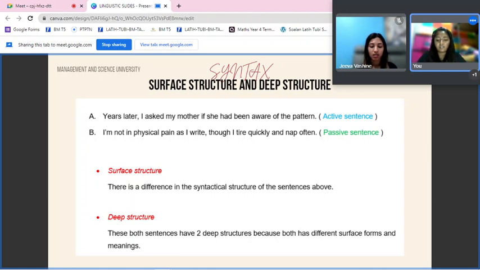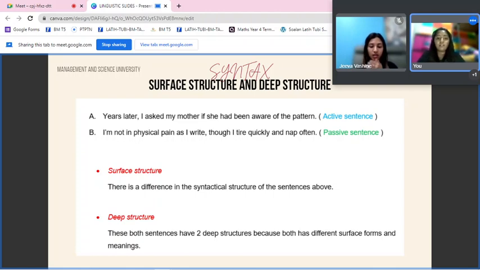So, for the first one, surface structure and deep structure under syntax. Surface structure is used to differentiate what type of sentence it is, whether it's an active sentence or a passive sentence. The deep structure explains what types of surface forms both sentences have. With surface structure, we compare the sentences on how we identify whether a sentence is active or passive, by looking at which part of the sentence, and the same for passive.